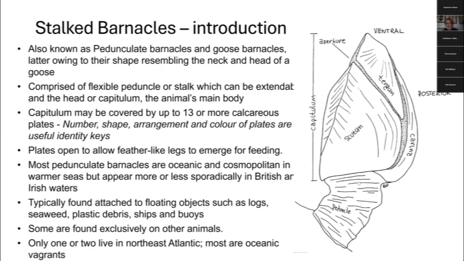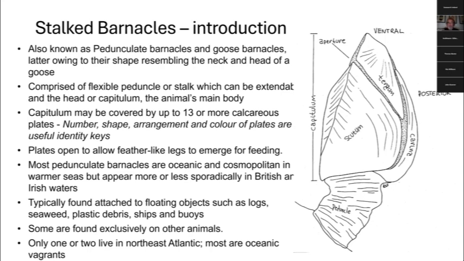And the peduncle is basically the means to attach it to the substratum. It's not as simple as that. There are structures within the peduncle sometimes. So the capitulum or the head may be covered in various numbers of calcareous plates. And it's the number of those plates, their shape, their disposition, their arrangement and color and texture and so on. These are all key identification features.